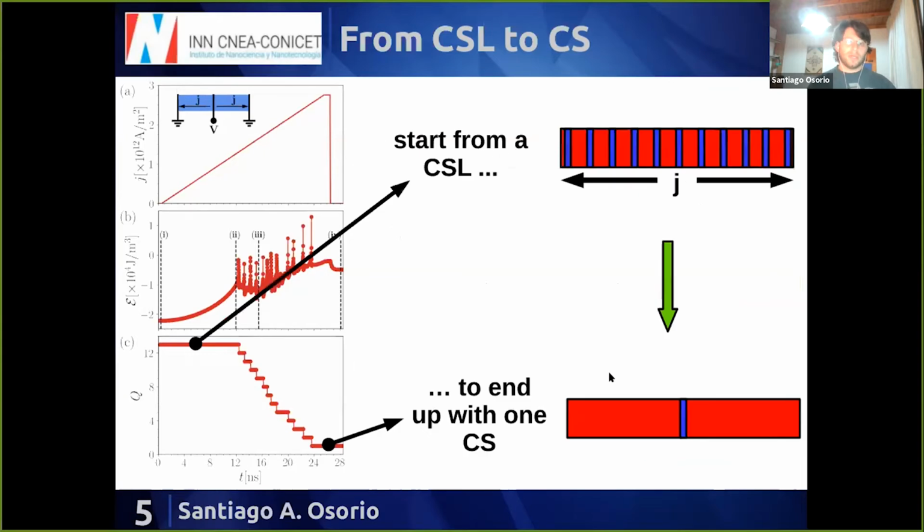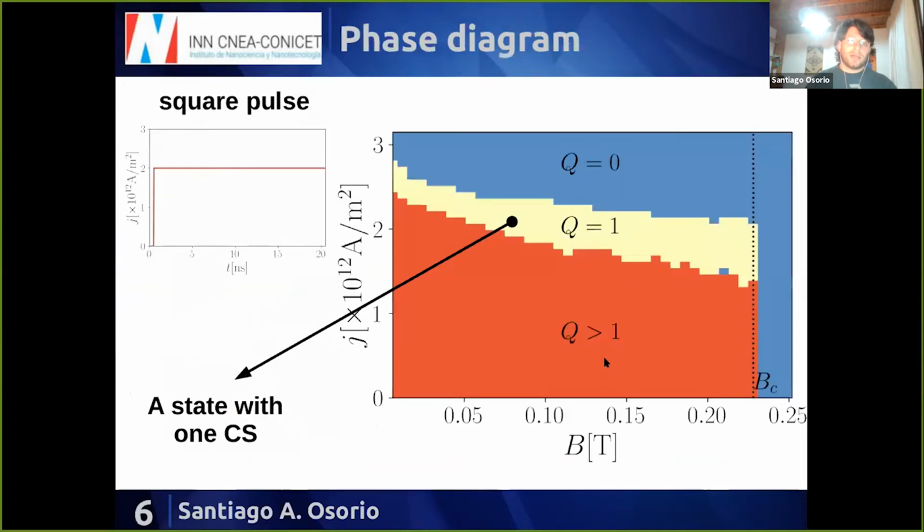Now, this is one of our main results, okay? We have shown that we can obtain a state with one chiral soliton from the chiral soliton lattice by injecting current, as discussed in the previous slide. Now, if we apply a square pulse instead of the ramp, the number of solitons in the final state is determined by the intensity of the current.